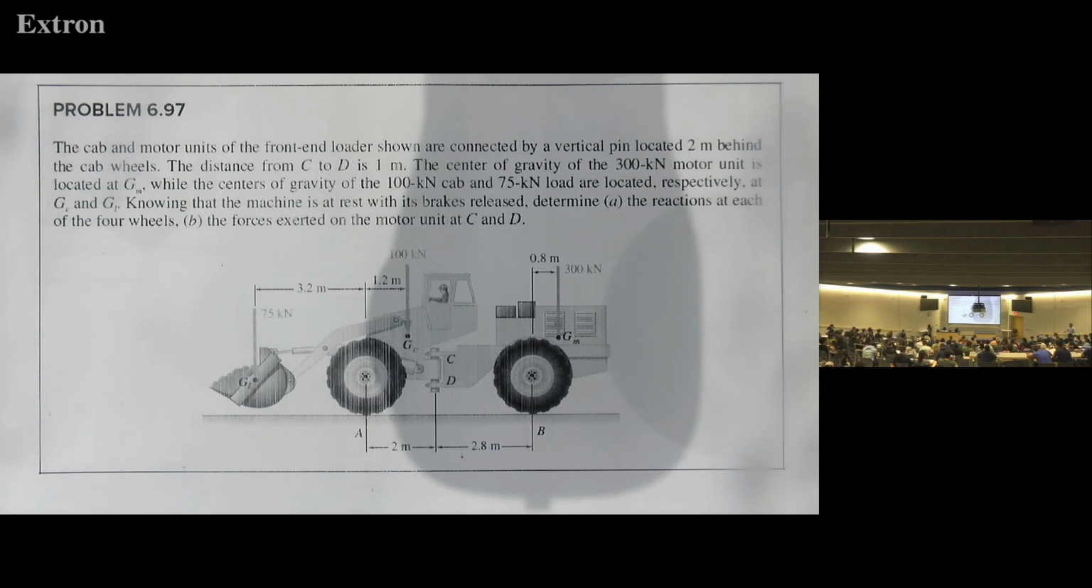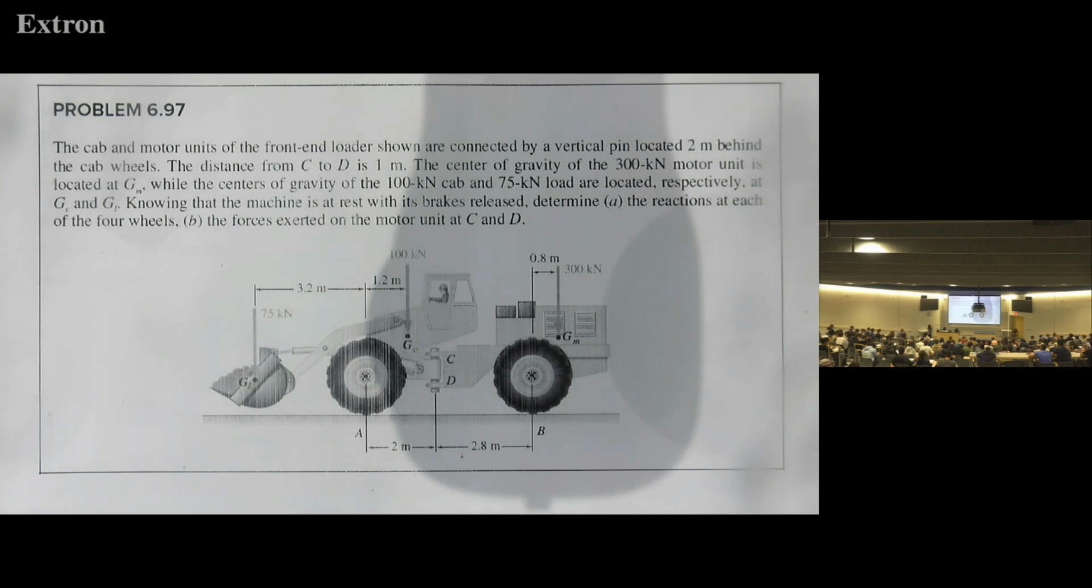The cab and motor units of the front end loader shown are connected by a vertical pin located 2 meters behind the cab wheels. Okay, so this is the loader, right? It's the bucket, and then this is the cab, wheel, right? And then this is the engine, right? So the distance from C to D is 1 meter. So C is here, D is here.